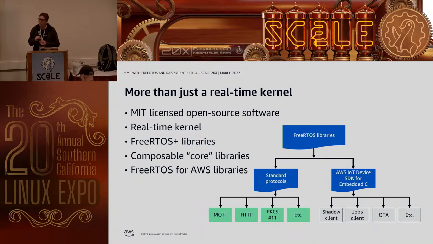Things for connecting to AWS services like Shadow and over-the-air update library and jobs and those types of things. And those obviously are AWS specific. They're under a different organization in terms of the GitHub structure, so they're in the AWS organization instead of the FreeRTOS organization. But those are also generic. You can use them with FreeRTOS or not. But the overall point is that FreeRTOS is not only the kernel, but also all of these libraries. That's what we consider it.